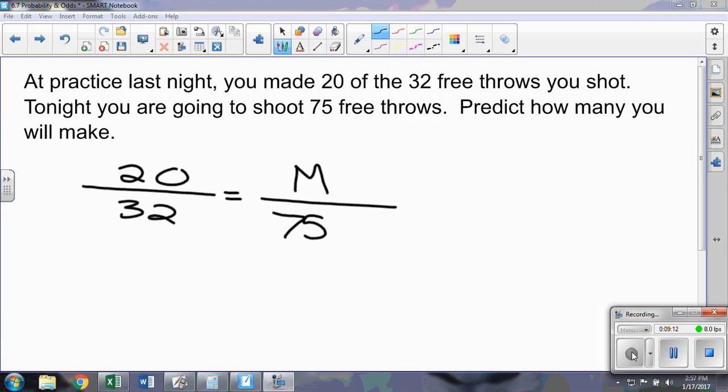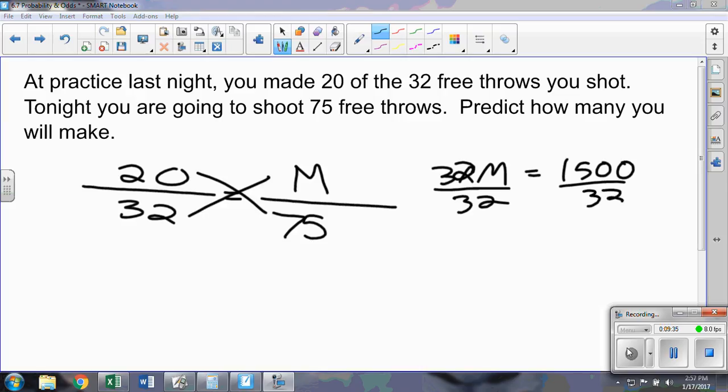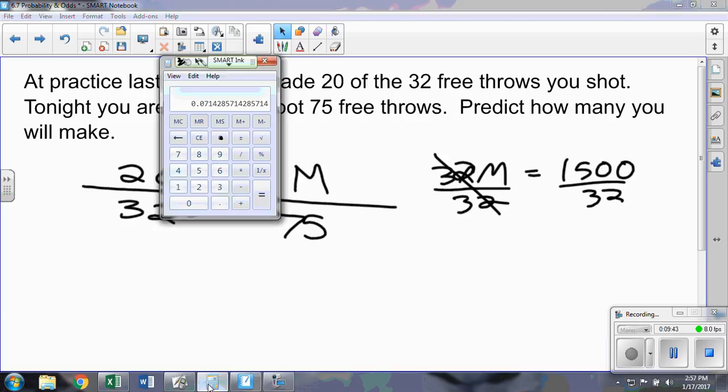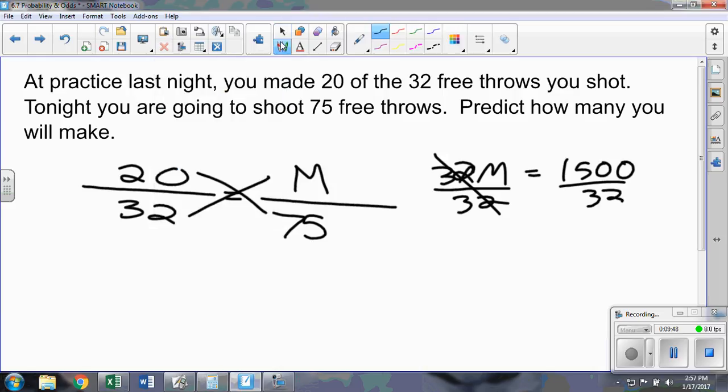Cross multiply, solve, we've got our solution. So with this one, we'll multiply 32 times m, 32m, 20 times 75 gives us 1,500. And of course we know what we'd have to do to solve this one. When we divide out by 32, okay, save us a bit of time, let's grab a calculator. 1,500 divided by 32. And that gives us 46.875.